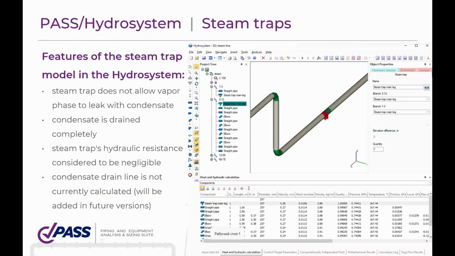So if you calculate some steam lines or other vapor flow in a piping system where vapor condenses, where a liquid phase occurs, now you can model such devices, called steam traps, that will remove all the liquid phase from this piping system, starting with HYDROSYSTEM 4.7.